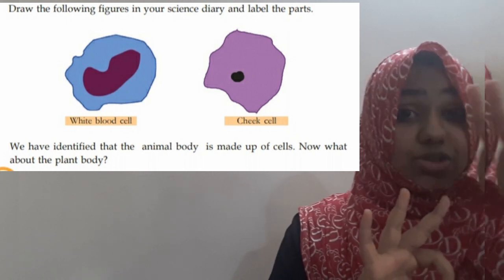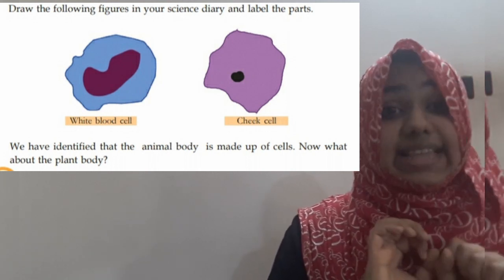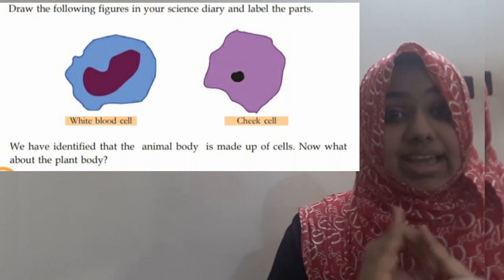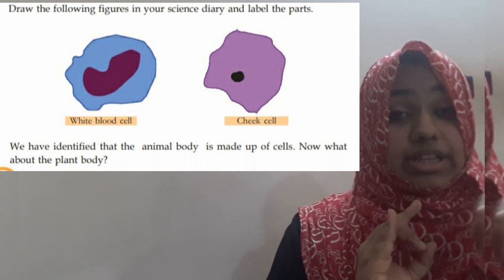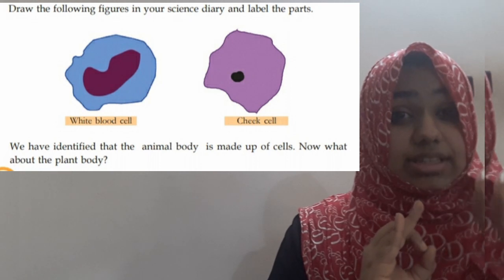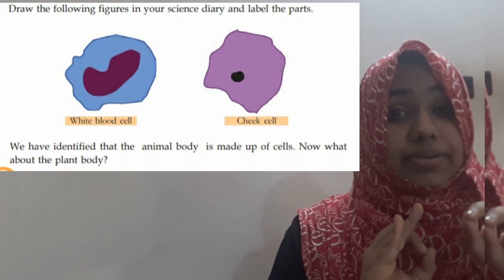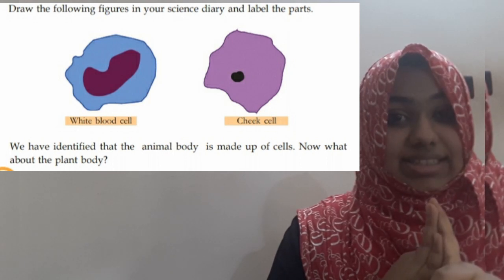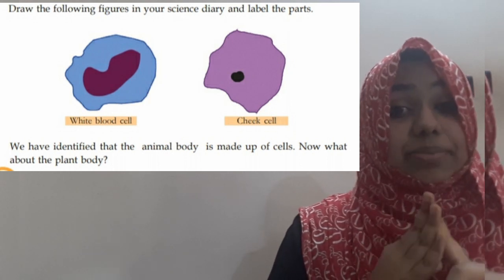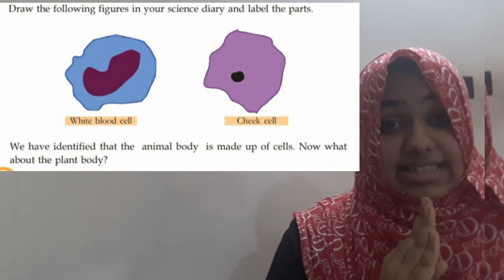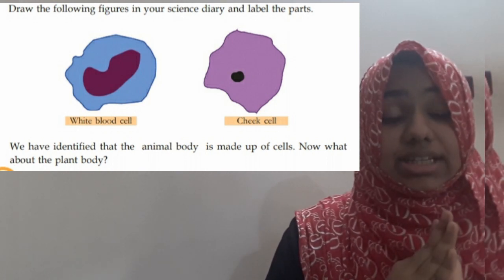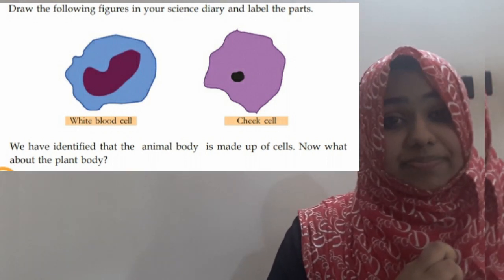The outermost covering is called the cell membrane, and the whole inside, the middle part of the cell, is called the nucleus, and the matrix or the fluid filled inside the cell membrane is called the cytoplasm.